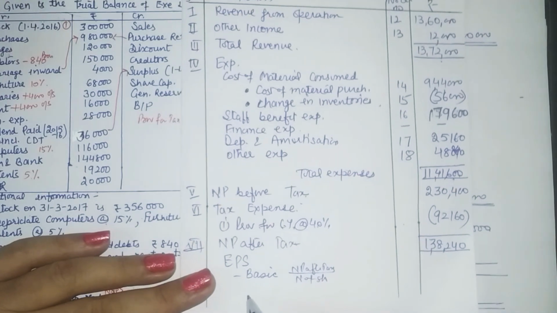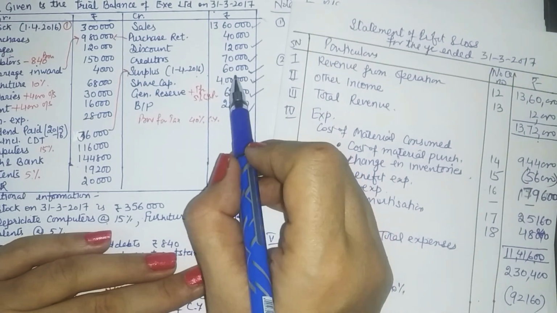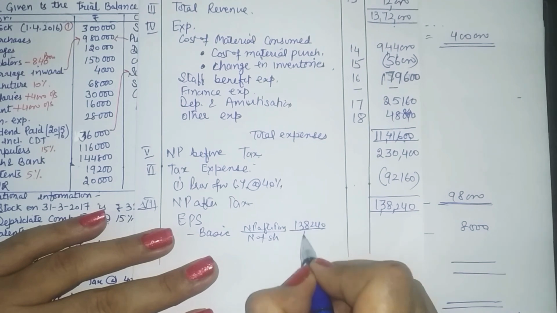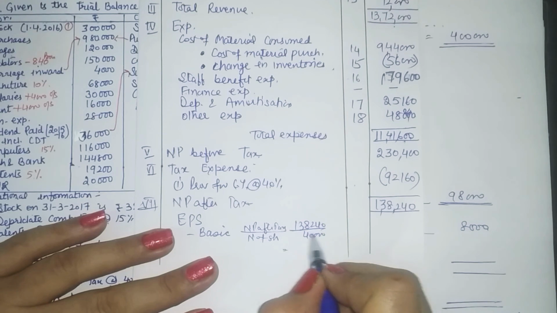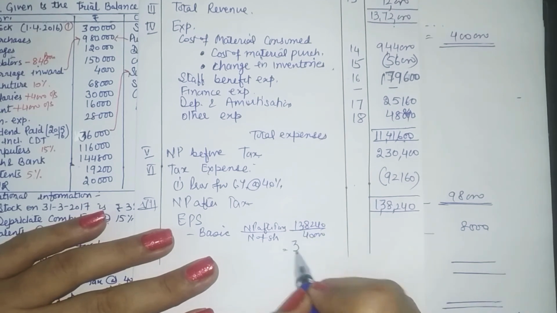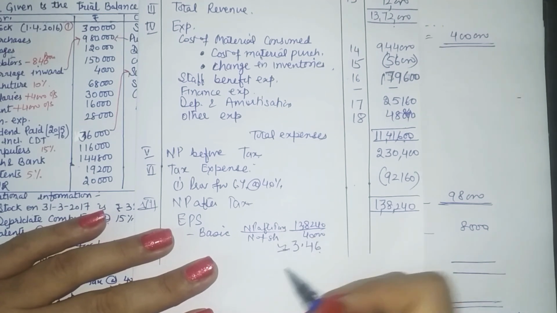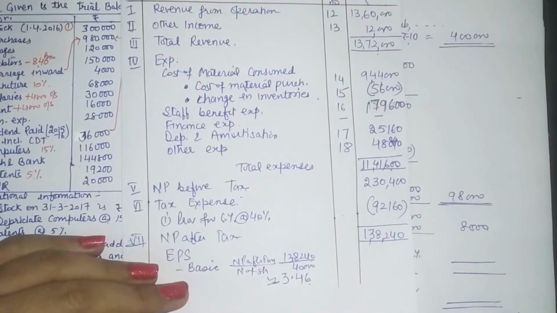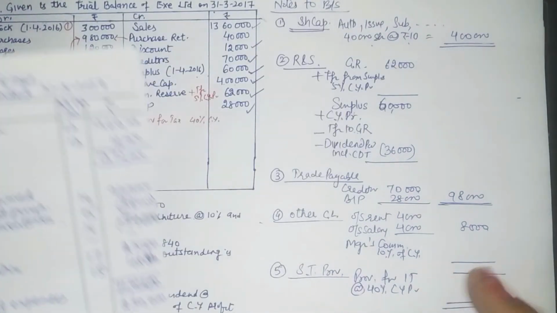For EPS calculation, if we assume the shares' par value to be 10, the number of shares is 40,000. So it will be 1,38,240 upon 40,000. So just solve it. That gives you 3.456, or rounded off to 3.46. So EPS can be calculated. Now we have done this. Now we are to fill in the information at the relevant places wherever amounts were missing.